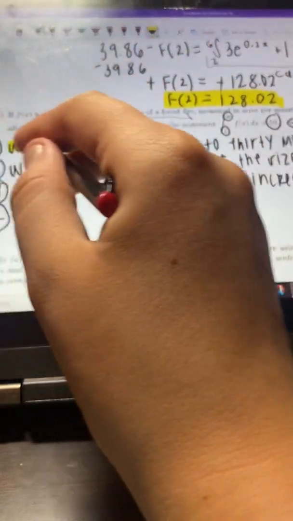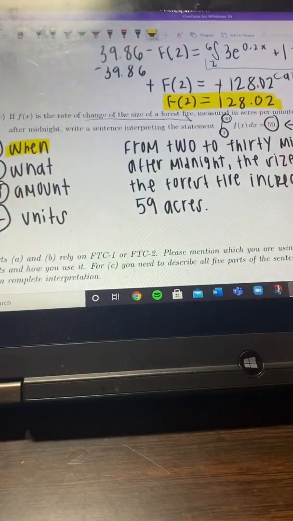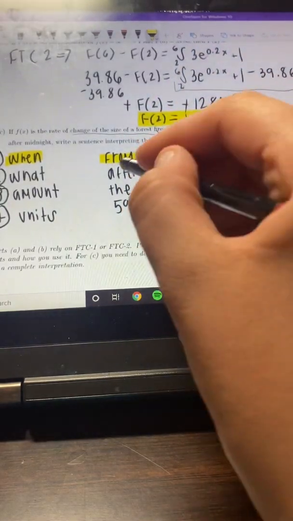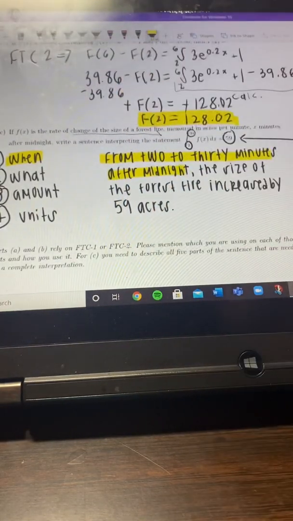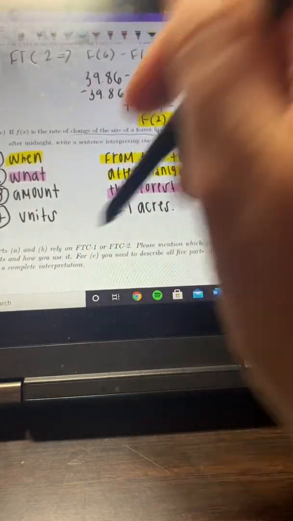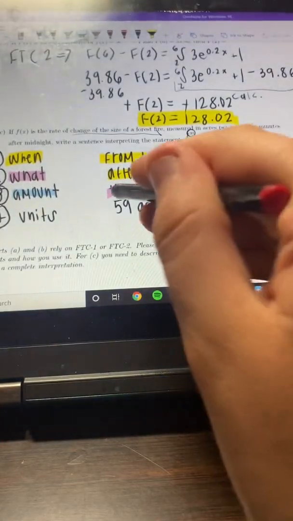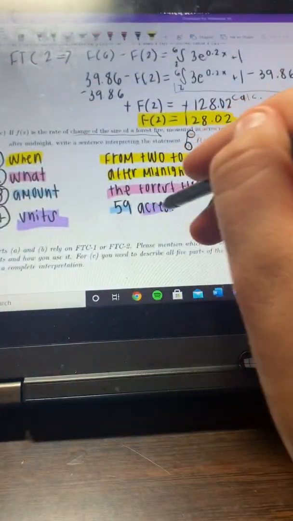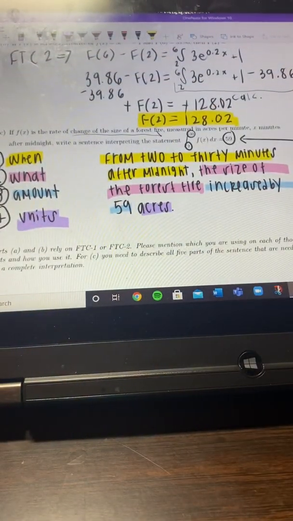And then so when, from 2 to 30 minutes after midnight, and then what, the size of the forest fire, the amount increased by 59, and then the units is acres. And that concludes problem number 3. Thank you.